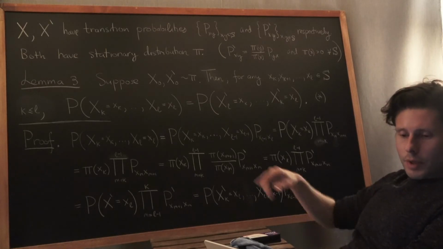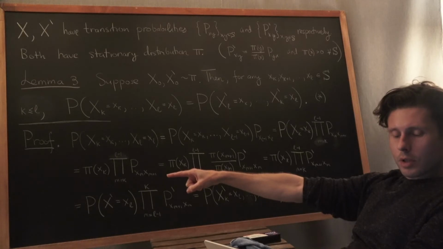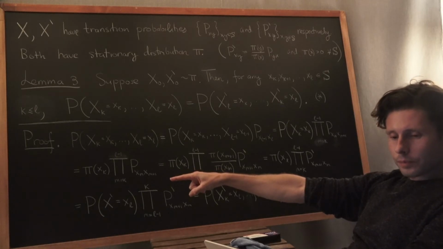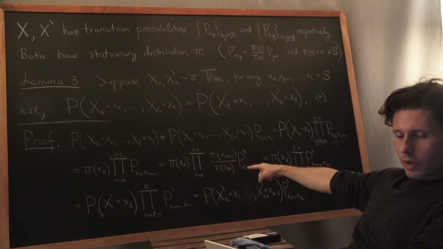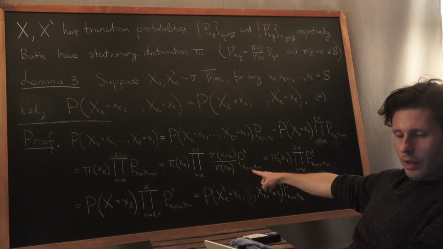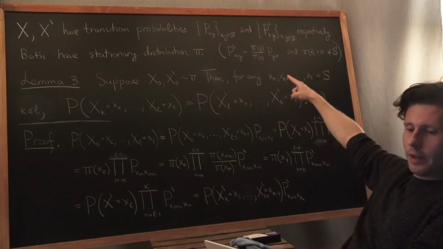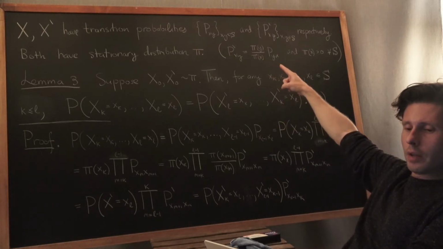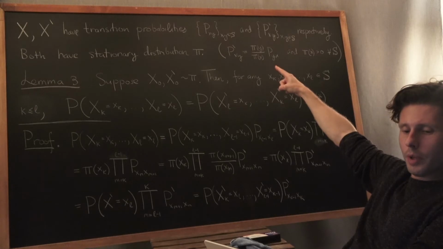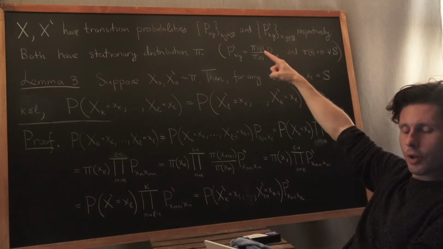Right, and the other part, the product of one-step transitions, that stayed the same. The next step is easy. All I did was plug in the definition for the transition probability p. All I did was solve for p in terms of p prime.